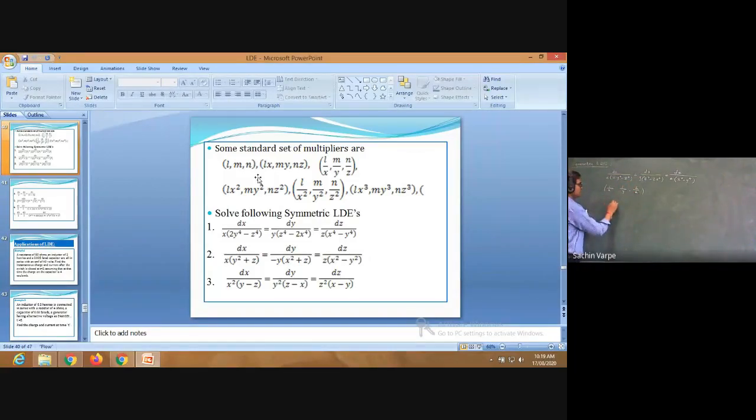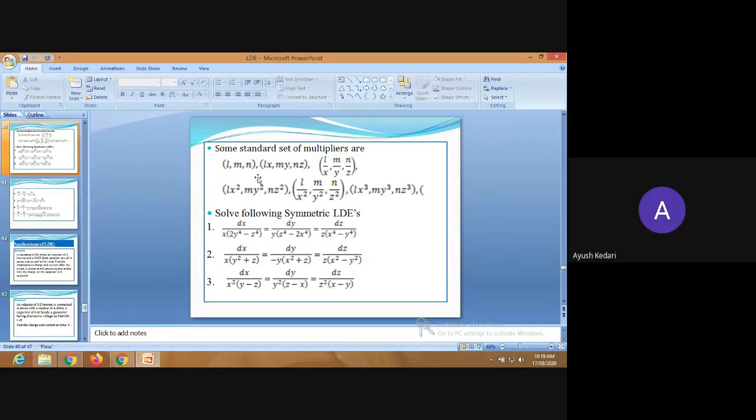I'm writing only the fourth ratio, that is 1 by x into dx plus 1 by y into dy plus 2 by z into dz. Okay, let me check the other terms also, whether other terms are getting cancelled. So that is minus z raised to 4 plus z raised to 4. Yes. Now here minus 2x raised to 4 plus 2x raised to 4. Yes, so it works.